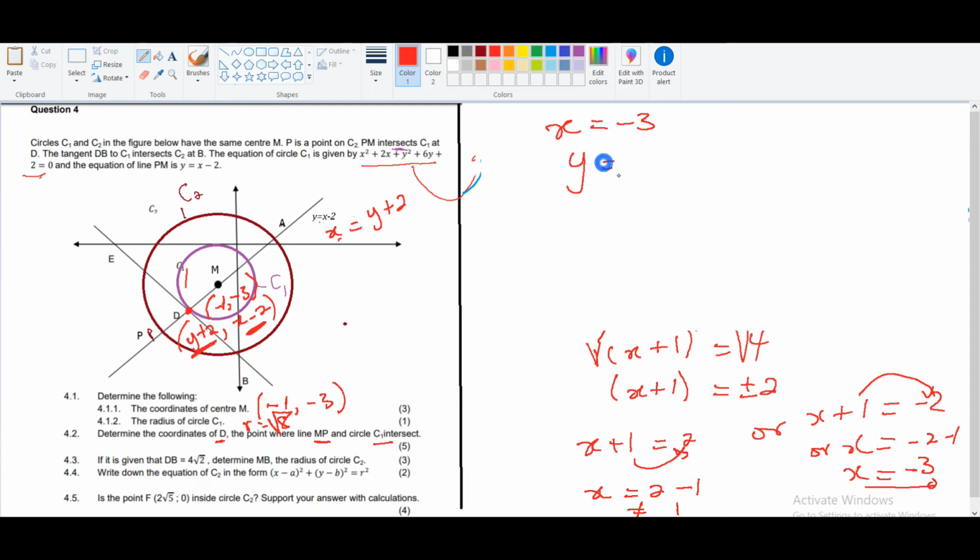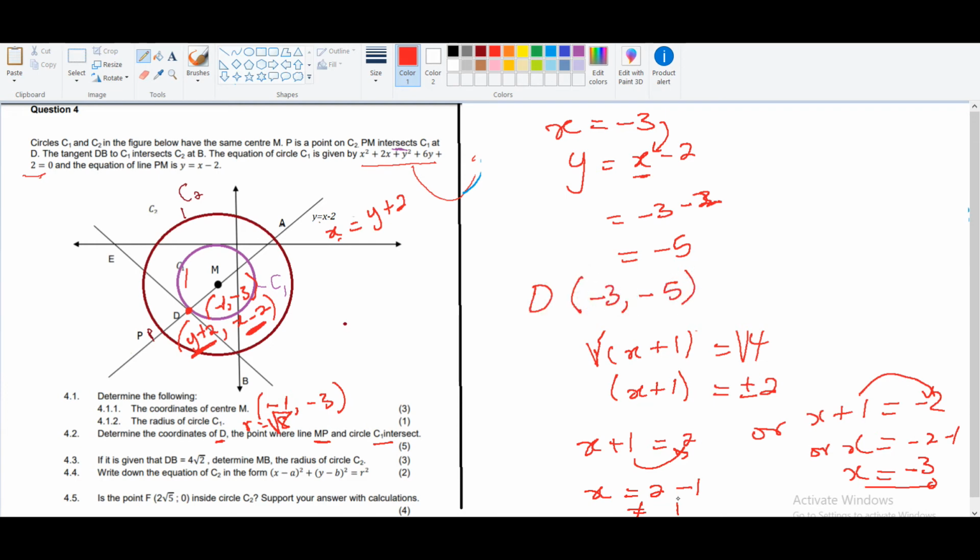You take the equation of that circle. I choose this one because it's the simplest equation to deal with. Then you have x minus 2. Then what is our x? Our x, you substitute negative 3. So you have negative 3 minus 2. Then you have y is negative 5. Then coordinate D is equal to what? Negative 3 and negative 5.